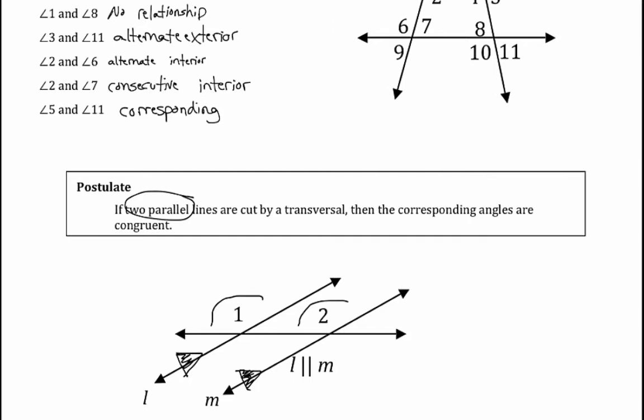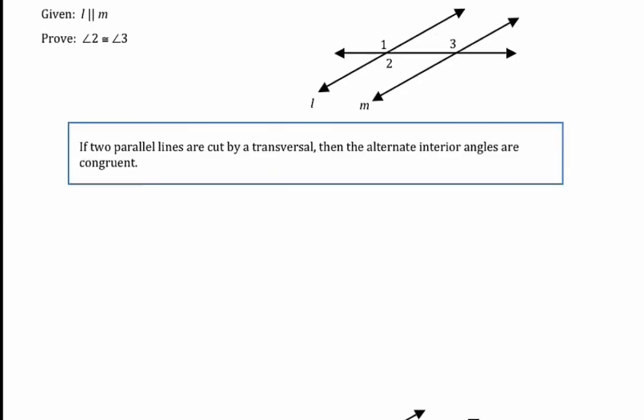But if we accept this one postulate, we should be able to prove more things about angle relationships and parallel lines. So this you might want to add to your theorem sheet for the end of this test, or the end of this unit. Turn the page, let's look at our next idea.